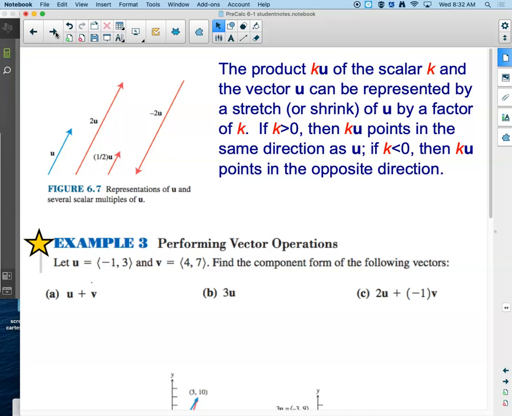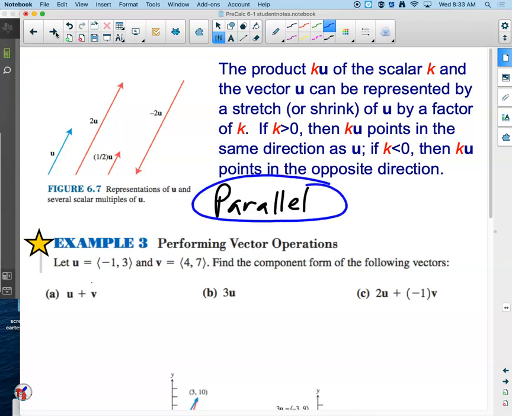But notice these are parallel. And I keep bringing that up because in your homework, they're going to say, here's a vector. Is this one parallel? And you just need to look and see, did they multiply by a scalar? If they multiplied by a scalar, then they're parallel with each other. And possibly at the test at the end of the year, we will ask you, are these parallel vectors? In which case, you want to remember, if you multiply by a scalar, yes, they're going to be parallel. That's how we get them.